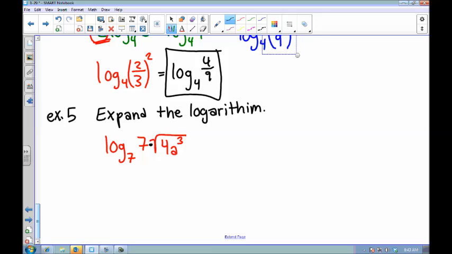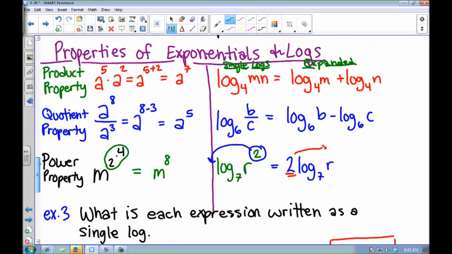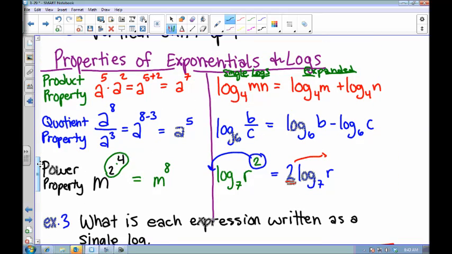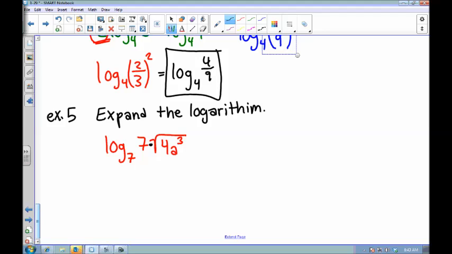Do you agree? Okay, so when we multiply, we have to do what? Add. Multiply, add. Multiply, add. All right. So we're going to split these up, keeping the same base. It has to always be the same base. Log base 7 of 7. We're splitting them up. Now we put plus, good.